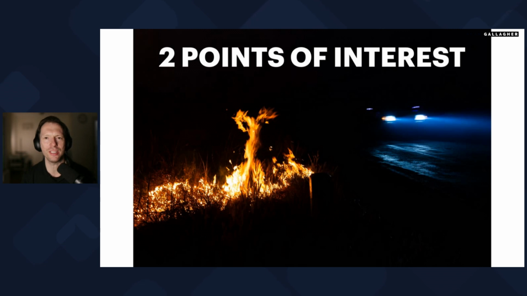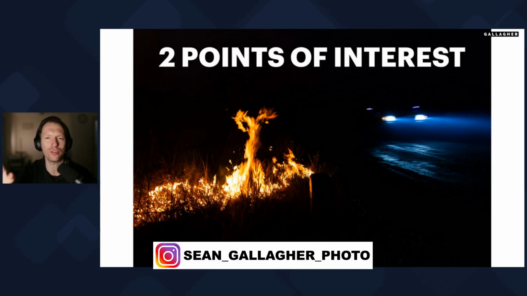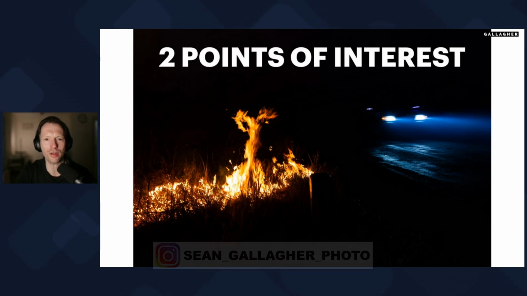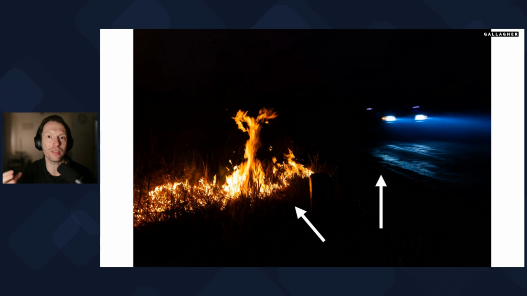Let's get back into it. I was talking about two points of interest and how you can use two things within your frame to make your photographs more interesting. Now, this first image is one that I took in Cambodia before.